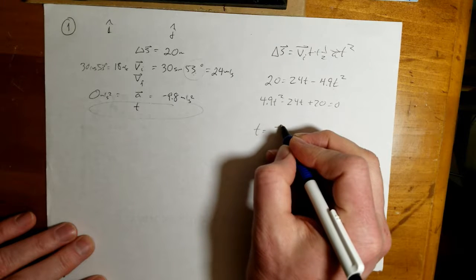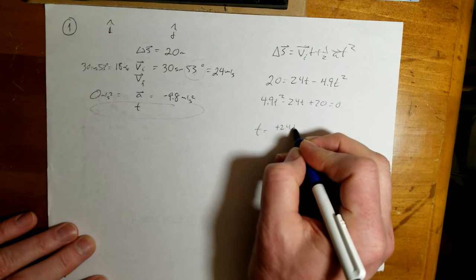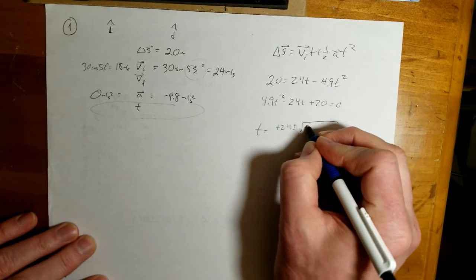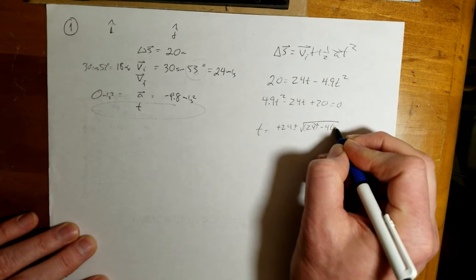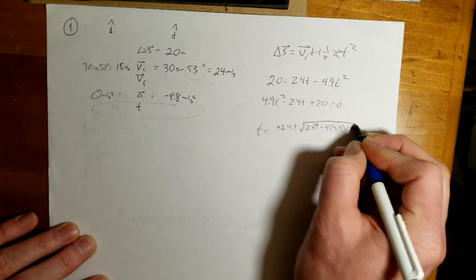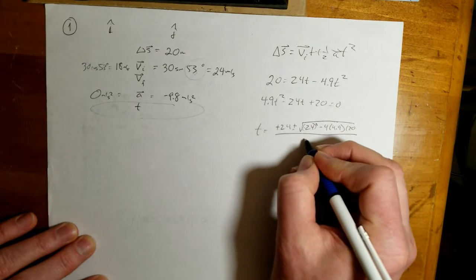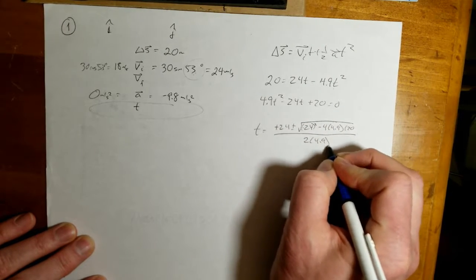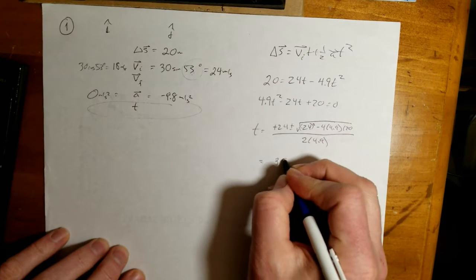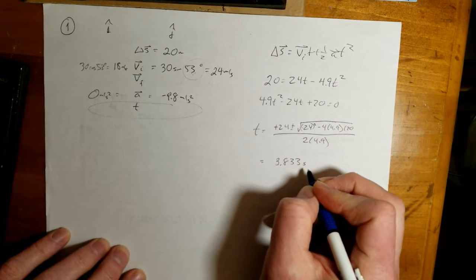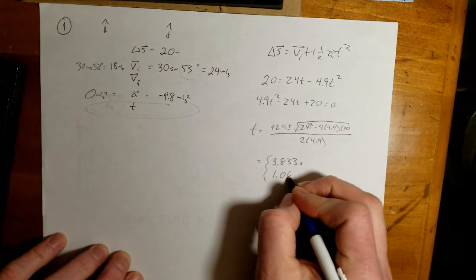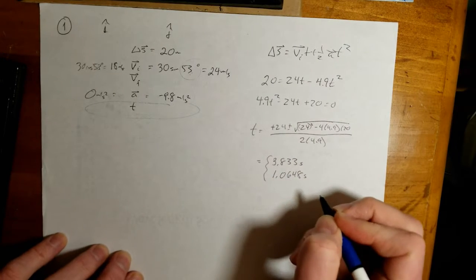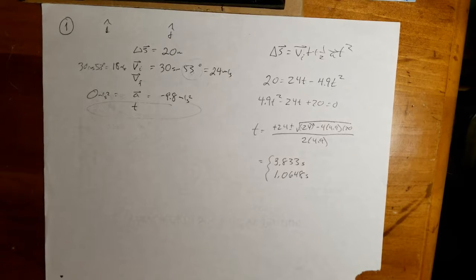So this is negative, so this is 24 plus or minus the square root of 24 squared, technically negative 24 squared, minus 4 times 4.9 times 20, all over 2 times a, 2 times 4.9. So I'm getting 3.833 seconds and 1.0648 seconds. So I have two answers. Which is the correct one?